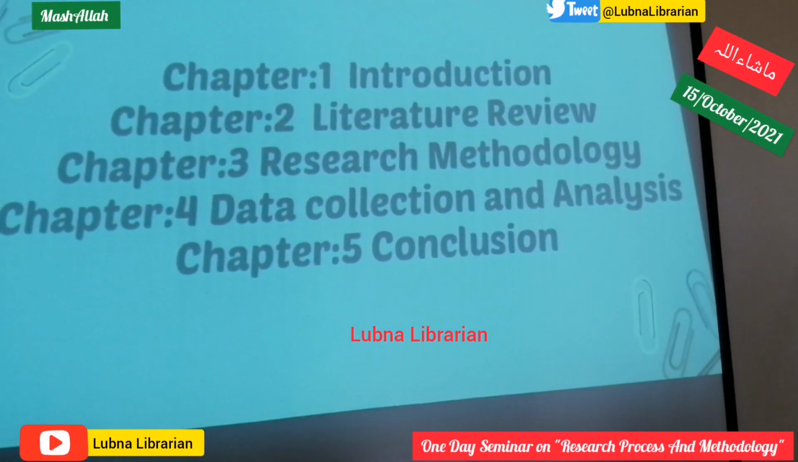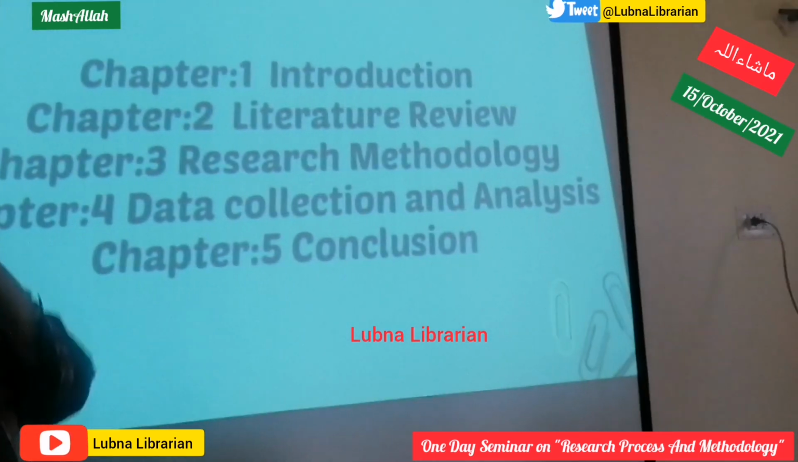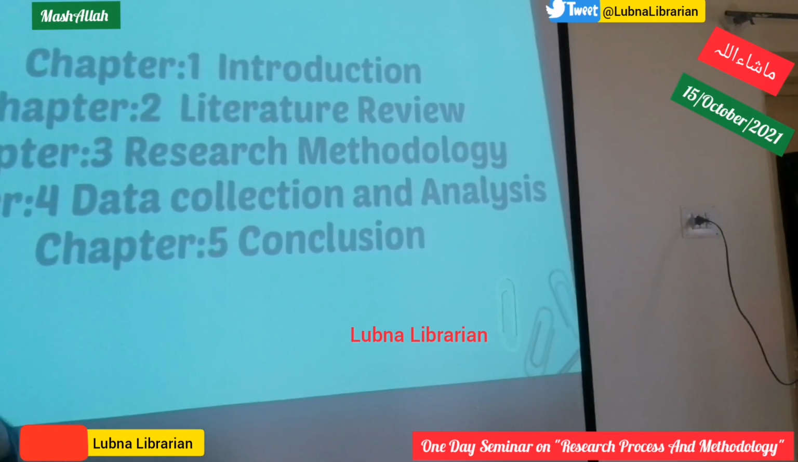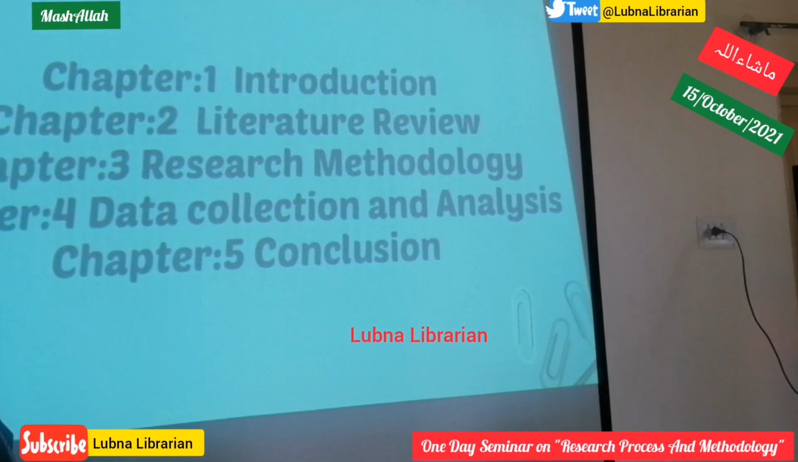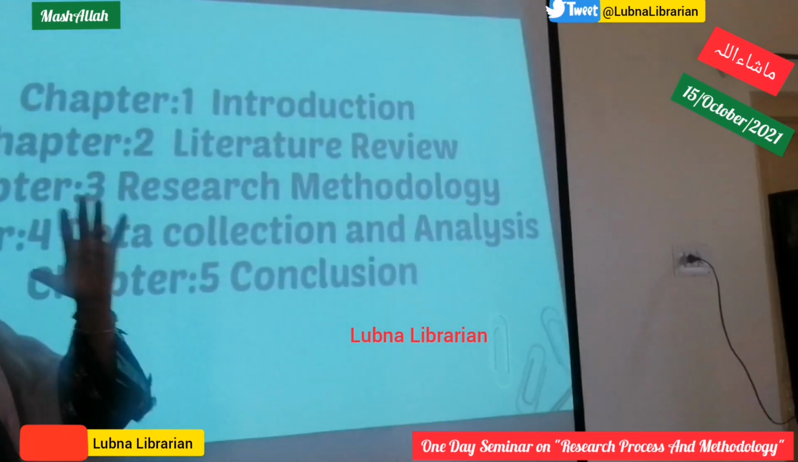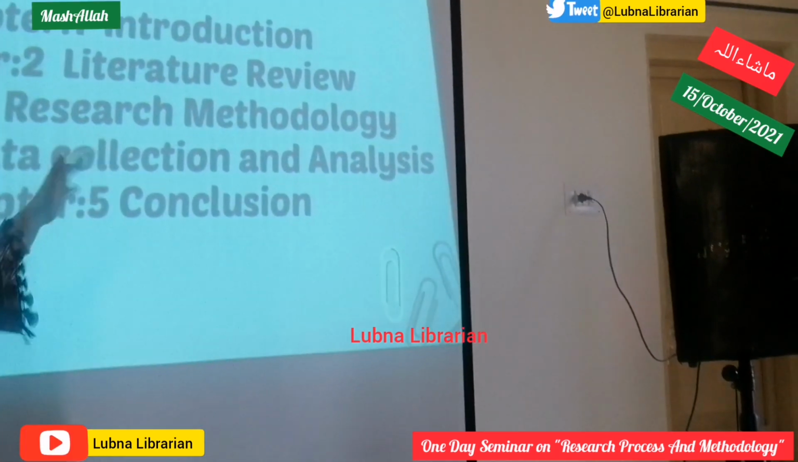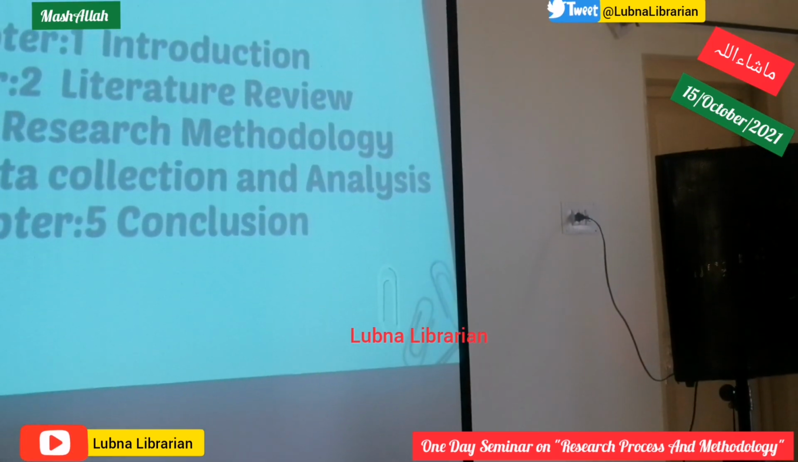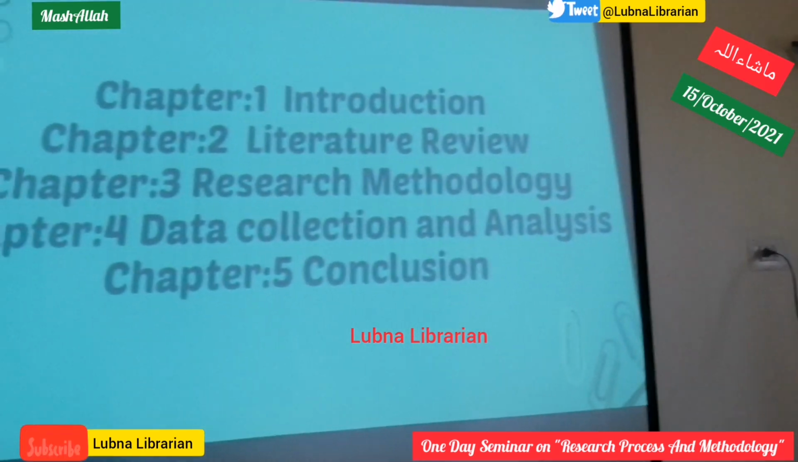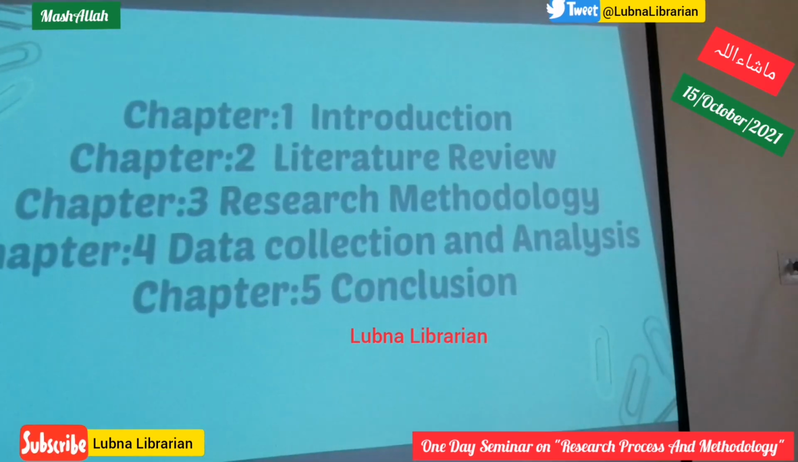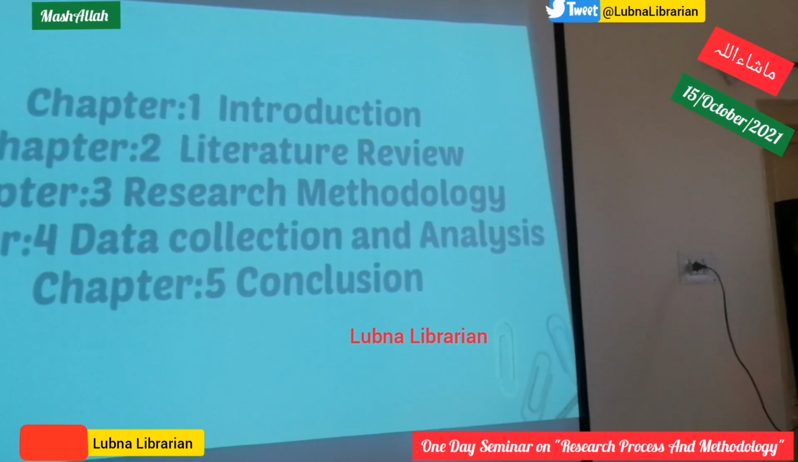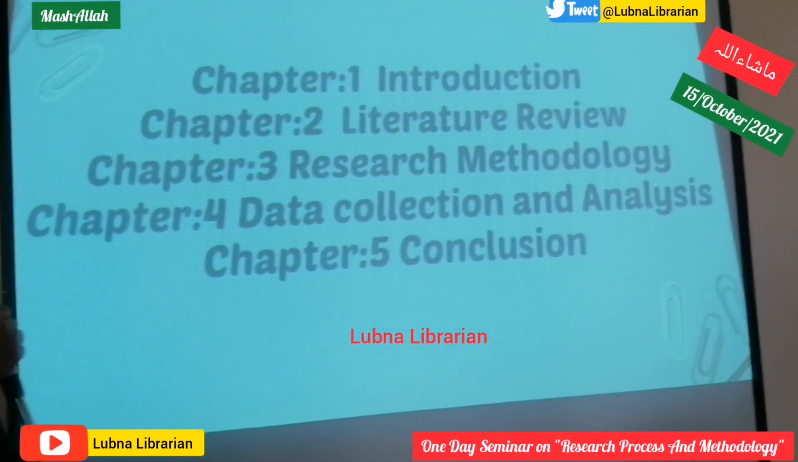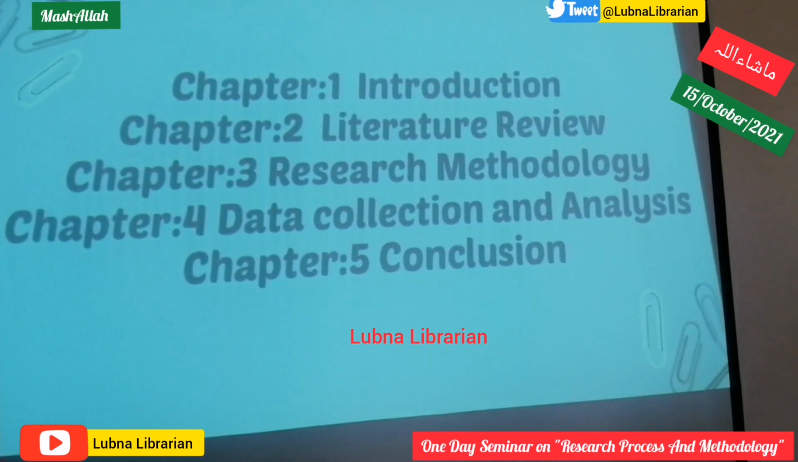Now, if we talk more about the structure of the thesis itself, it is based on 5 different chapters. They have specific names and we usually write them in this sequence as well. First comes introduction, then literature review, chapter 2, chapter number 3 is research methodology, chapter number 4 is data collection and analysis, and chapter 5 is related to conclusion.